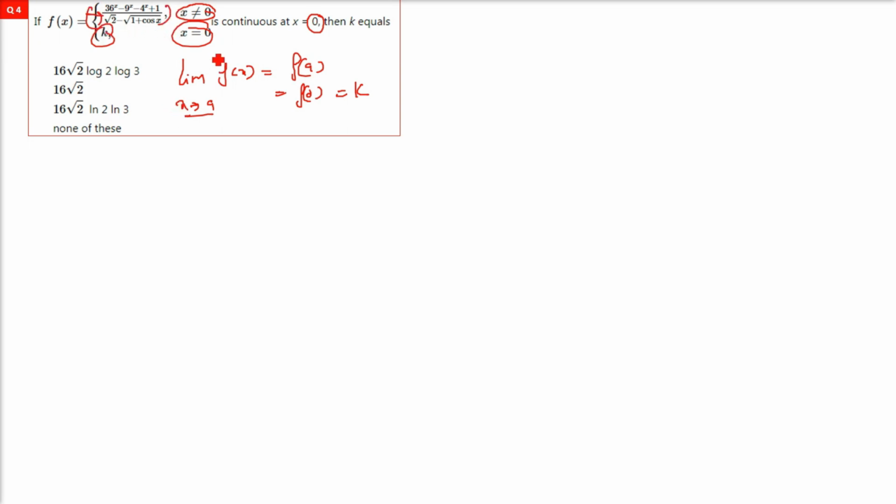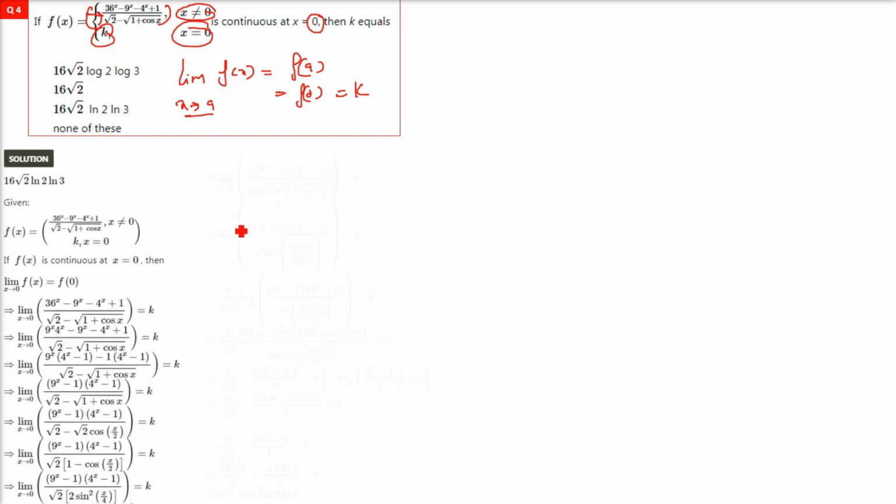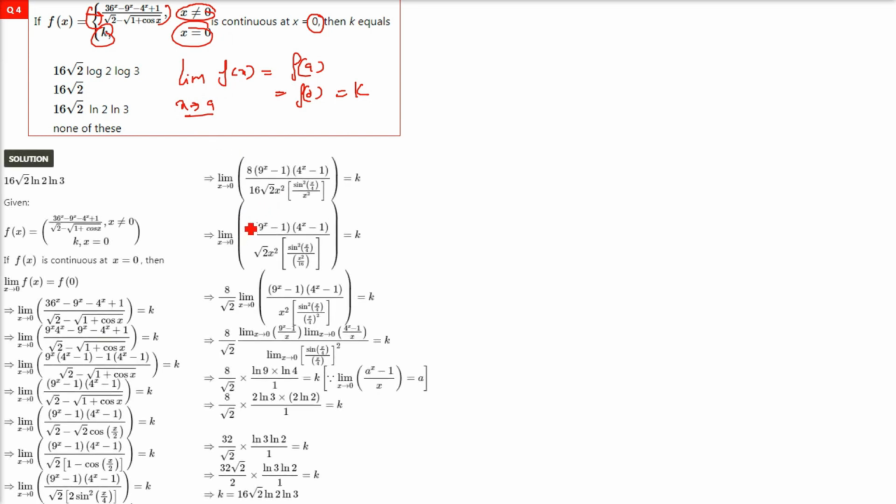So we will find the limit, and this is basically not a continuity question. It is basically a finding-the-limit question. So we'll take the numerator first: 36 raised to x minus 9 raised to x minus 4 raised to x plus 1. This is the numerator, and I'm indicating it with N. Denominator I'll take later. How to do this?